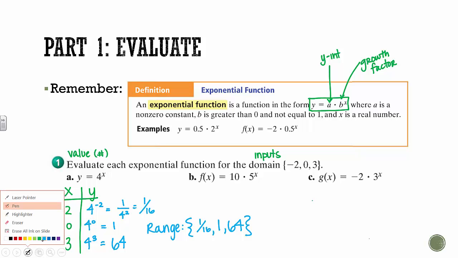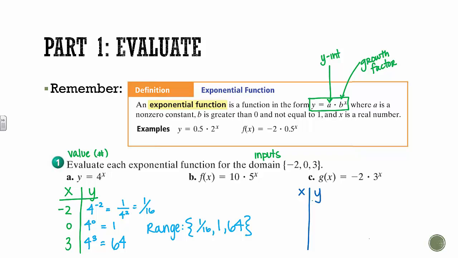Let's skip the one in the middle and do the last one. Again, I'm still going to plug in the same things because they told me to plug in -2, 0, and 3. When I plug in -2 for this first one here, we need to think about PEMDAS. PEMDAS, remember, says we got to do exponents first. So this is really 1 over 3 squared. Oops, it's supposed to be multiplication. Which turns into 1/9, which ends up being -2/9.